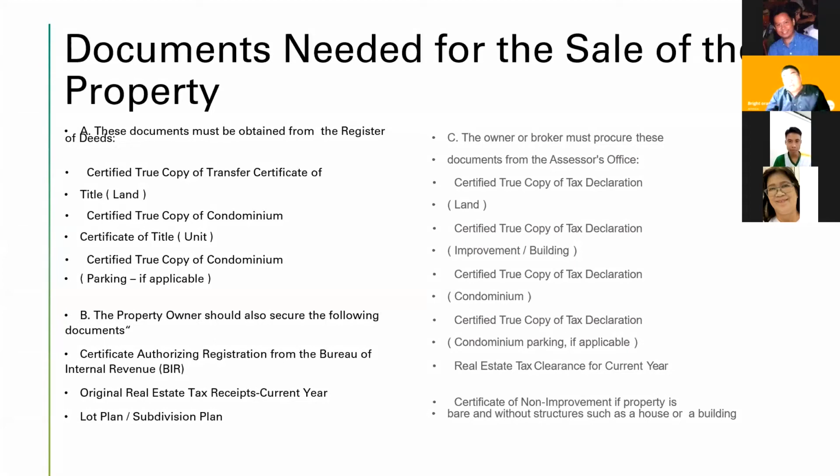Kasi lalo na yung proof of payment of real property tax. That's why they have to apply for tax clearance, which means they already paid all those taxes due to the government. Then the certificate of registration from the Bureau of Internal Revenue. So ito yung, and this certificate authorizing registration would be annotated at the tax declaration. That is part of the revenue regulations of BIR.